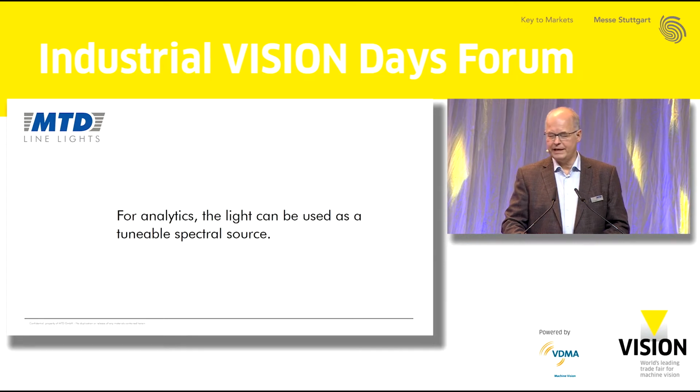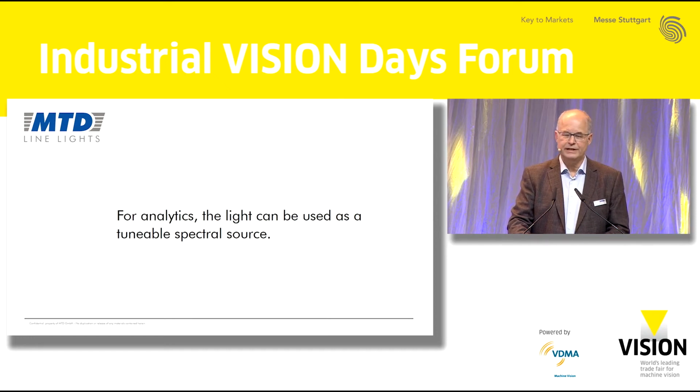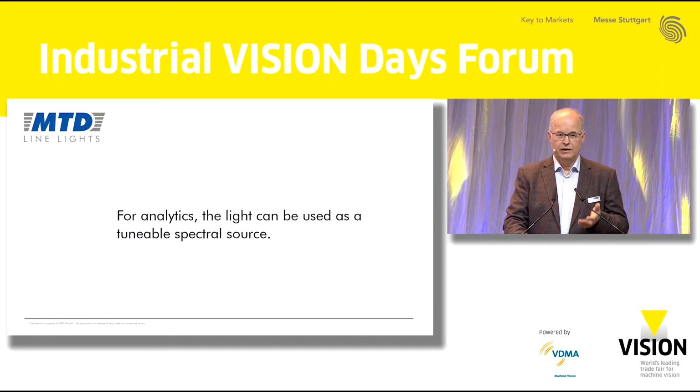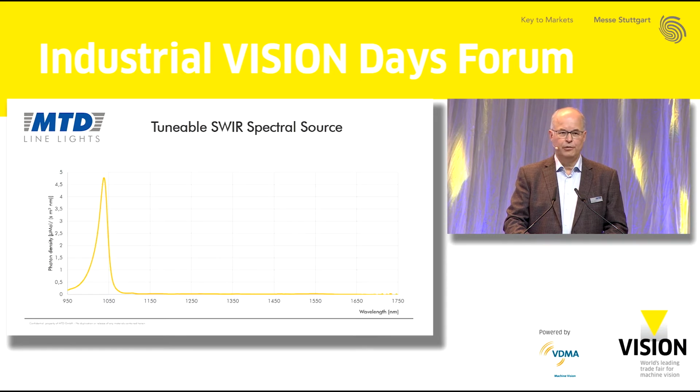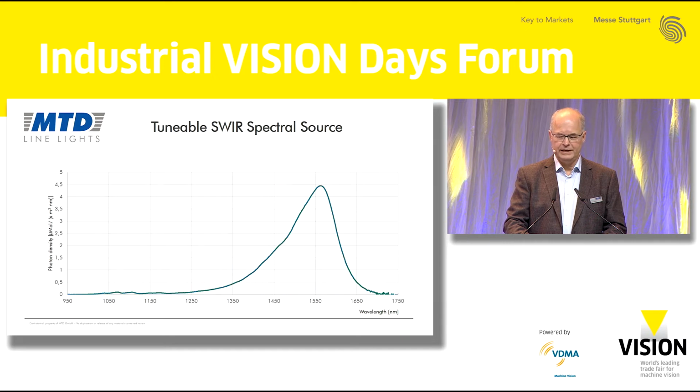Now to some applications. For analytics, the light can be used as a tunable spectral source. You remember that we can store up to 16 wavelength combinations in the light itself. A wavelength combination can also be only one, a singular wavelength, and so we can switch between the different wavelengths, which is interesting for analytic investigations.